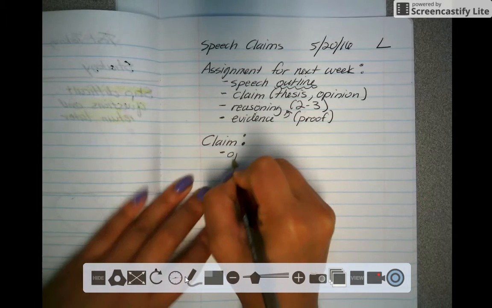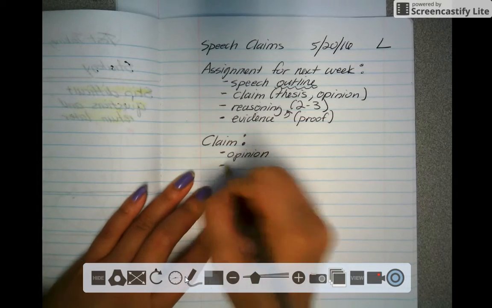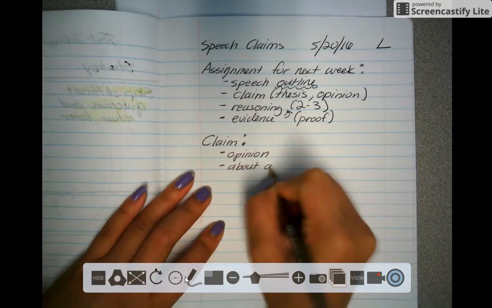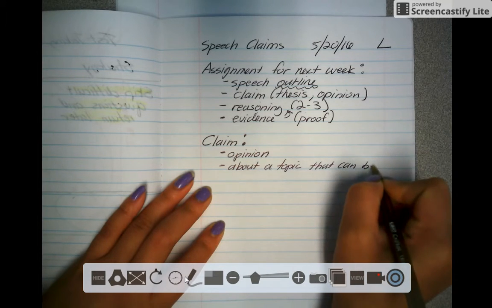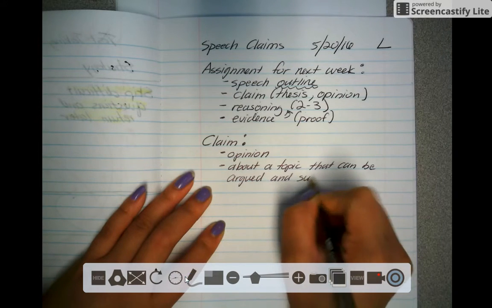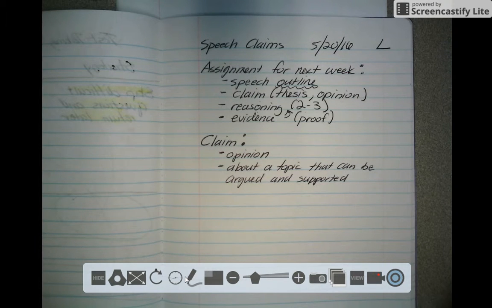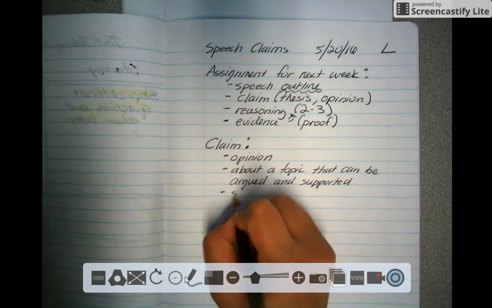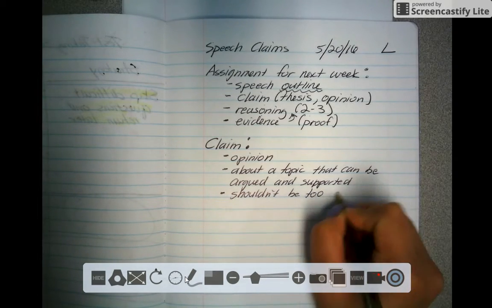Your claim for your speech is going to be a little bit different because it's a personal claim. Right? You are going to write about your own opinion. So it's going to be opinion, and it's going to be about a topic that can be argued and supported. Right? It needs to be an opinion that you can support with some evidence. And we're going to go over some examples in a little bit. And it shouldn't be too obvious.